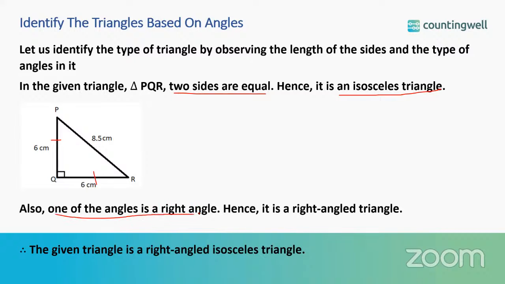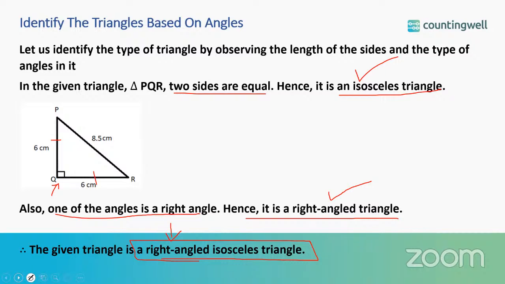Also, one of the angles is a right angle. So here you can see the angle Q is 90 degrees. Hence, it is a right angle triangle. So we'll combine the isosceles and right angle and write it as a right angled isosceles triangle. So this is a proper way of identifying the type of triangle based on the angles as well as the sides.